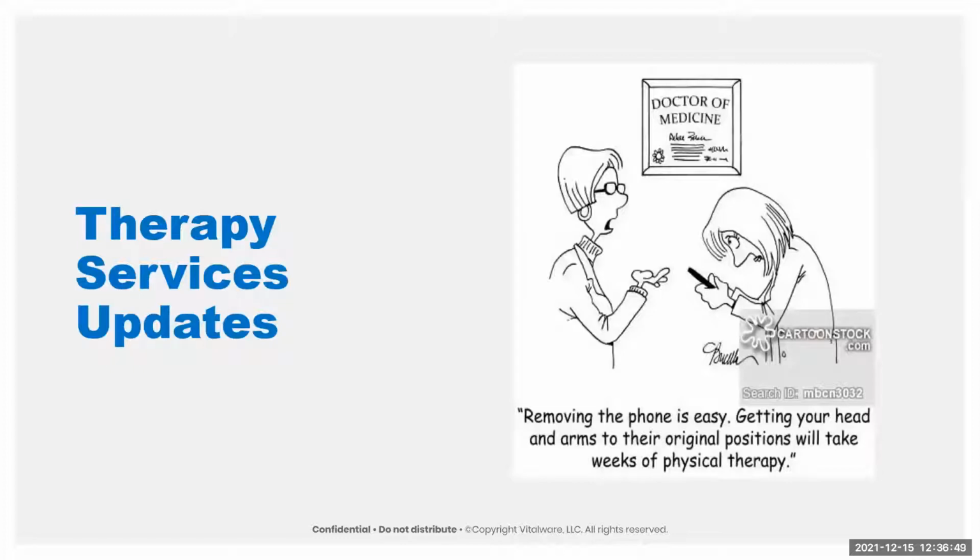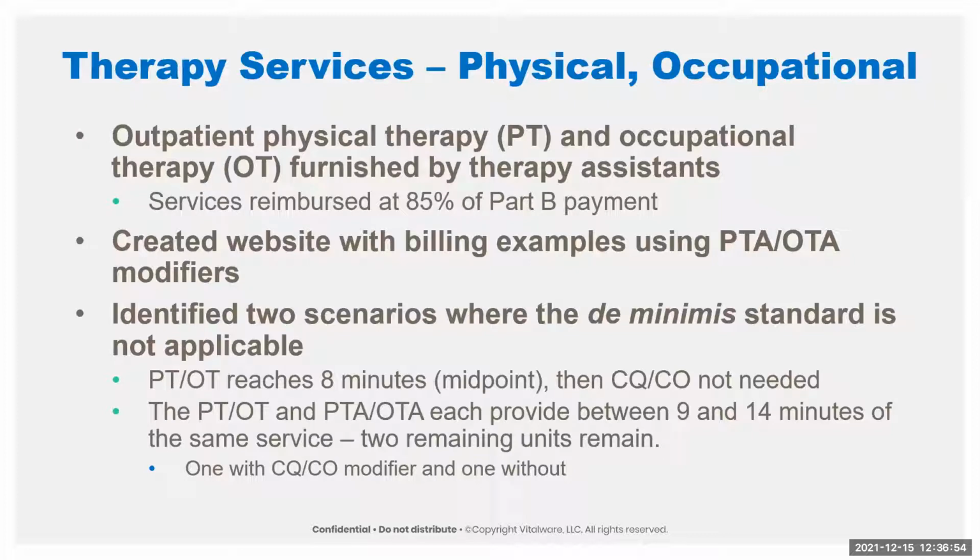All right, so for therapy services, there are some updates to the physical therapy and occupational therapy when it's furnished by therapy assistants. And so there is a lower reimbursement for those. There is a new website, and I believe I have a link in the references area that provides billing examples using the therapy assistants with the modifiers.